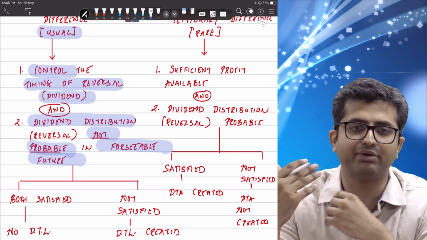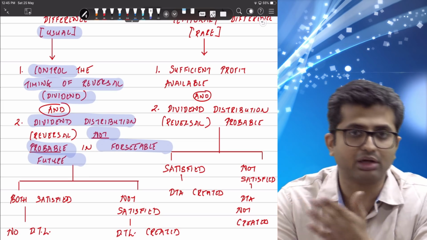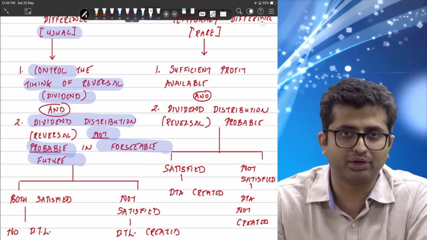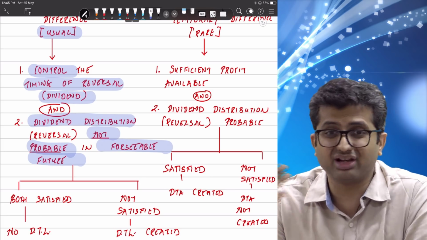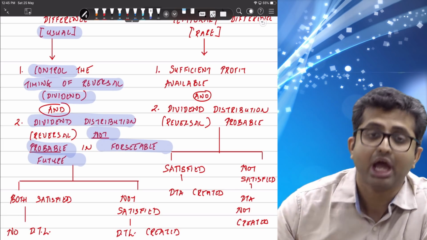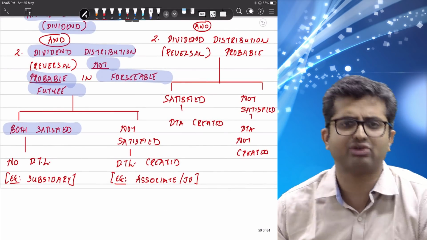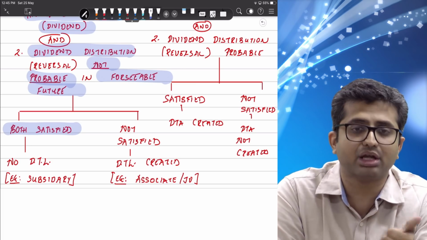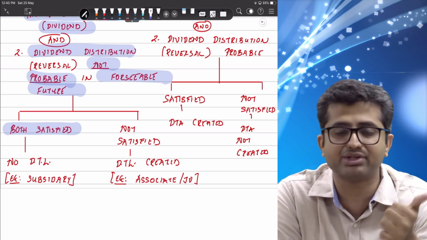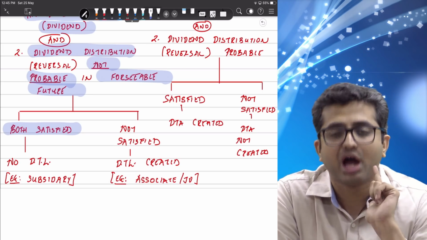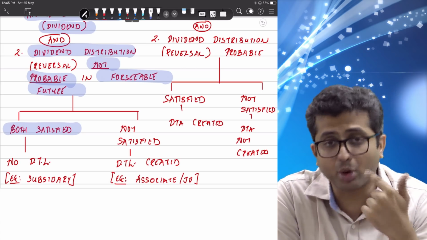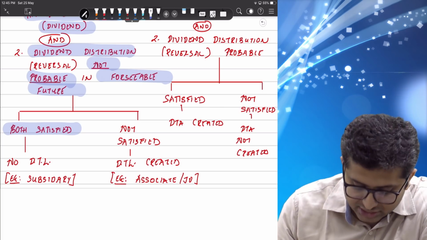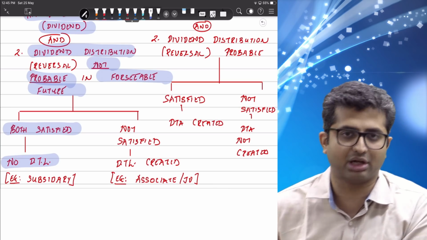The reversal will happen when the dividend is paid, and the entity is particularly clear that in the foreseeable future, it does not want to pay dividend out of its subsidiary. In which case, the reversal is unlikely in the foreseeable future, and hence, in such cases where both the above conditions are satisfied, condition number 1 is when the entity controls the timing of reversal. Usually this control happens in case of a parent-subsidiary relationship. Condition number 2, it is not probable that dividend will be distributed in the foreseeable future. If both these conditions are satisfied, then reversal is unlikely in the near future.